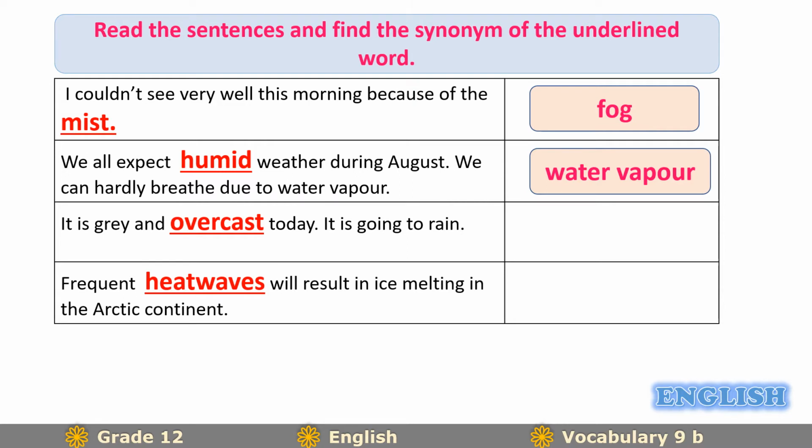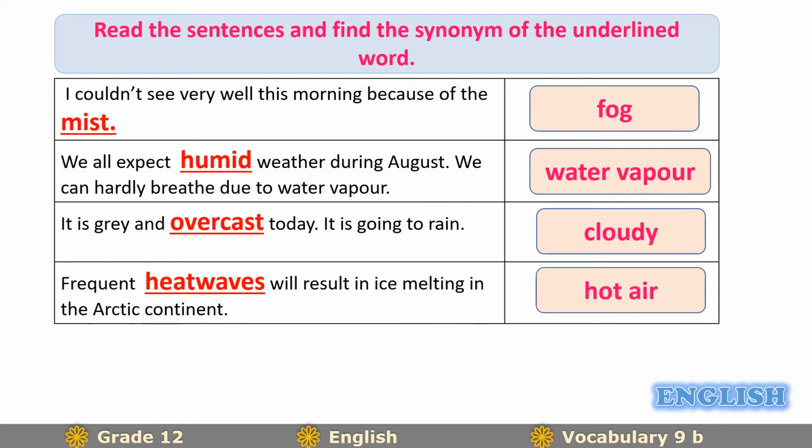The third sentence: it's gray and overcast today, it's going to rain. So overcast means cloudy, very good. And the last one: frequent heat waves will result in ice melting in the Arctic continent. So heat waves is the equivalent of hot air, very good.